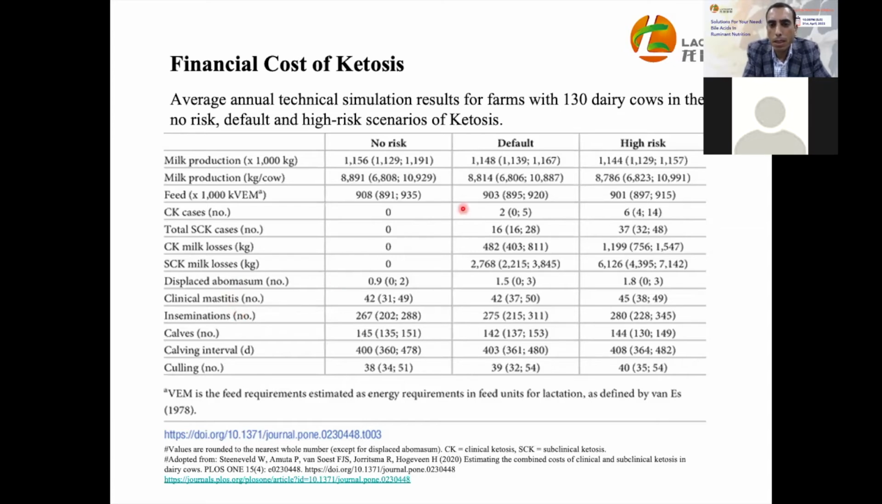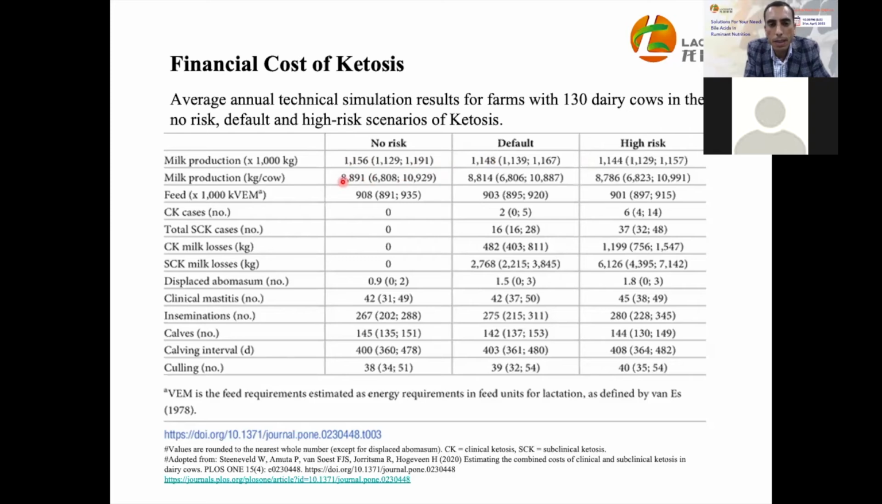In this farm, they make a simulation for a farm with 130 dairy cows as a model or standard for the simulation. If we take a look at milk production as an example for the first part, the decrease in milk production is linear with the increase in the risk of ketosis. You can see here 1.56. This is the total milk production for the 130 dairy cows.